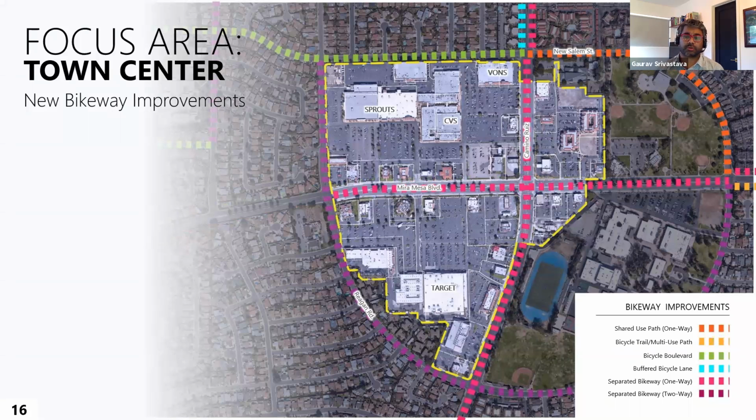Also, based on the input we've heard from the community on the need to have safer streets, the mobility concepts have introduced a network of new bicycle infrastructure, in particular protected bicycle infrastructure, which physically separates bicyclists from fast-moving vehicular traffic. And on Mira Mesa Boulevard, that is a particularly important issue, given both the volumes and speeds on the boulevard.